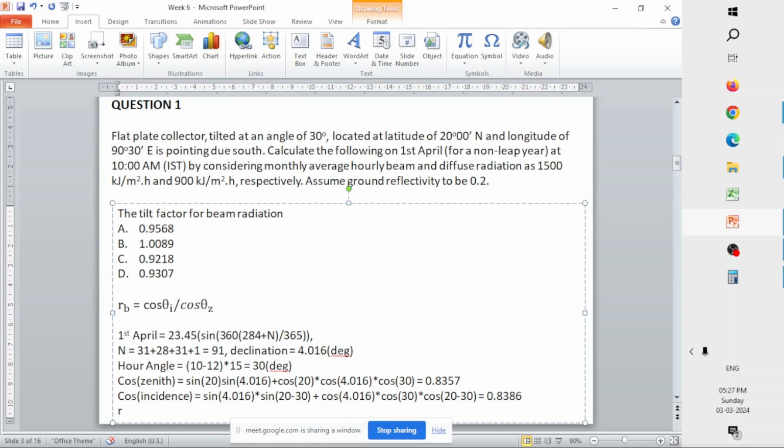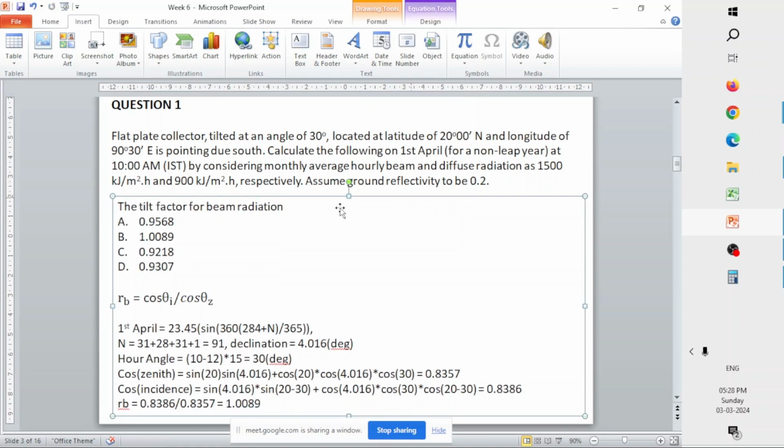So RB will be cos theta I by cos theta z, so 0.8386 divided by 0.8357, so that value will be approximately 1.0089. I hope this is also the answer that is given in the key.